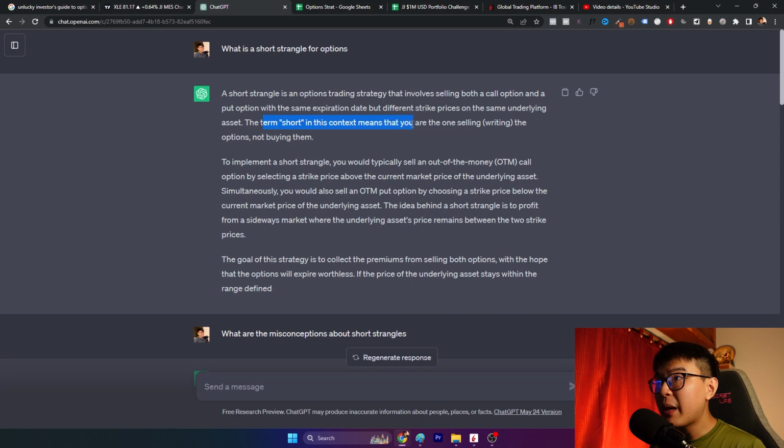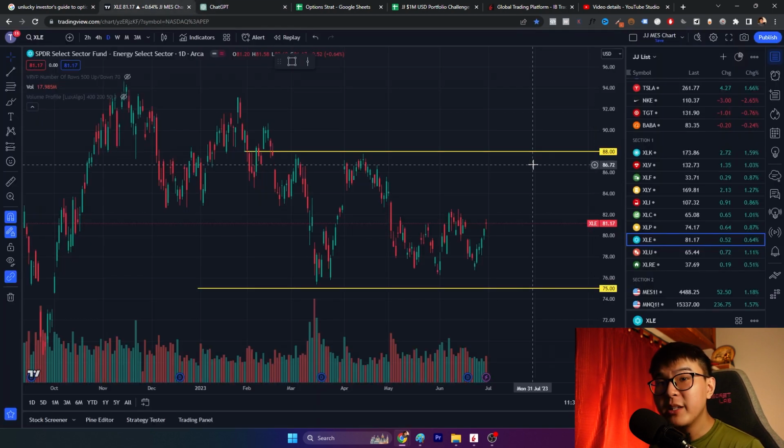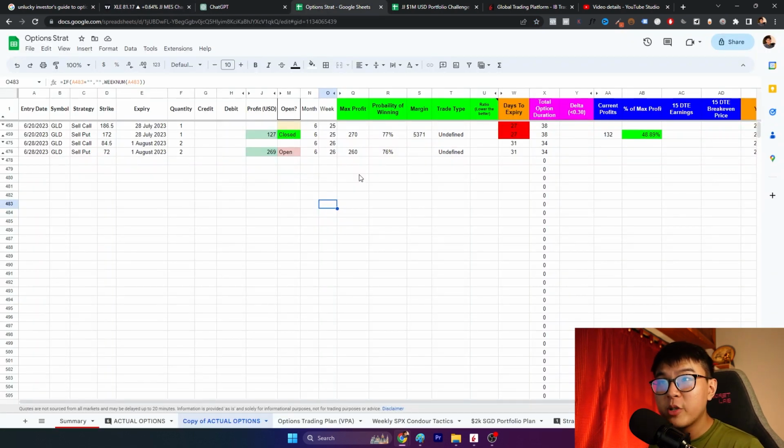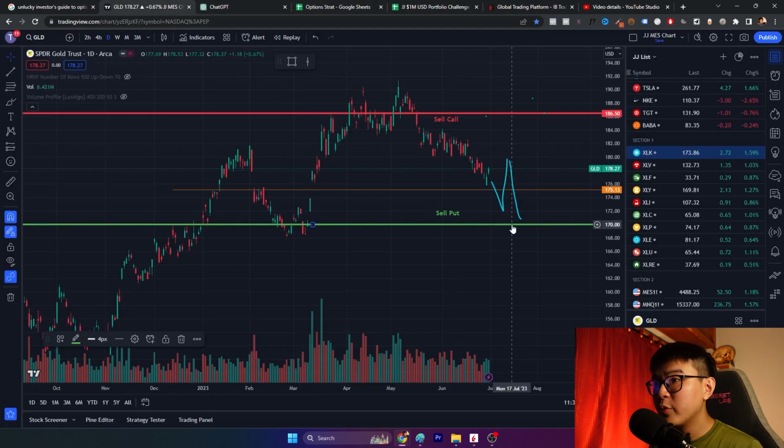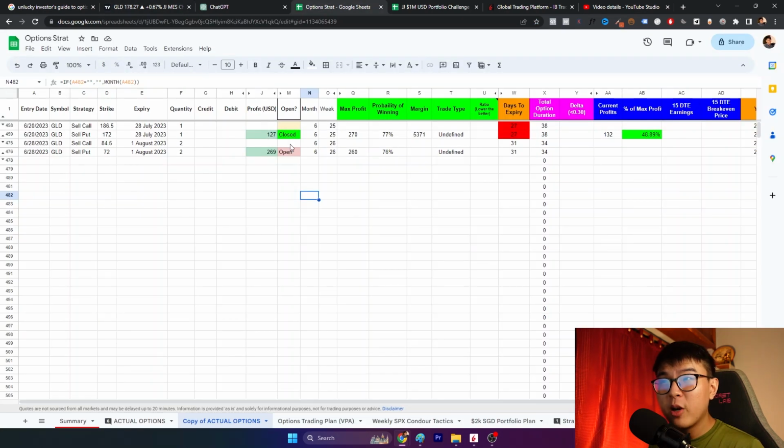The term short in this context means you are the one selling, writing the options, not buying them. So this means when you sell a short strangle, you immediately collect cash. Here's an example of some short strangles I've traded myself. I've sold a call option at 186.5 for gold, and I also sold a put at 172, which is over here. I believe I collected about $250, and I actually closed the strangle when it was 50% in profits already.